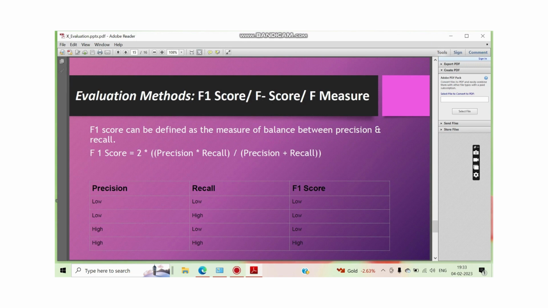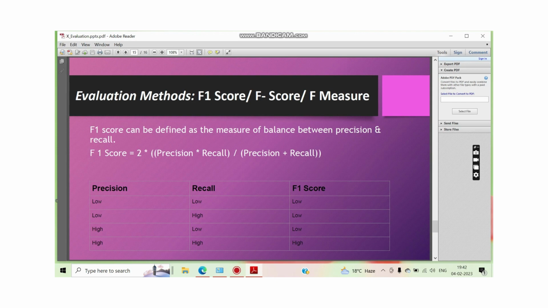Now, after this, we'll do one numerical as well, so that more clarity will be there. There is one table of precision, recall, F1 score. So you can see the values below it. Low means low. When precision is low and recall is low, F1 score will also be low, right? When precision is low, recall is high, F1 score will be again low. When precision is high, recall is low, F1 score will be again low. And when both precision and recall are high, F1 score will be high, that is 1.